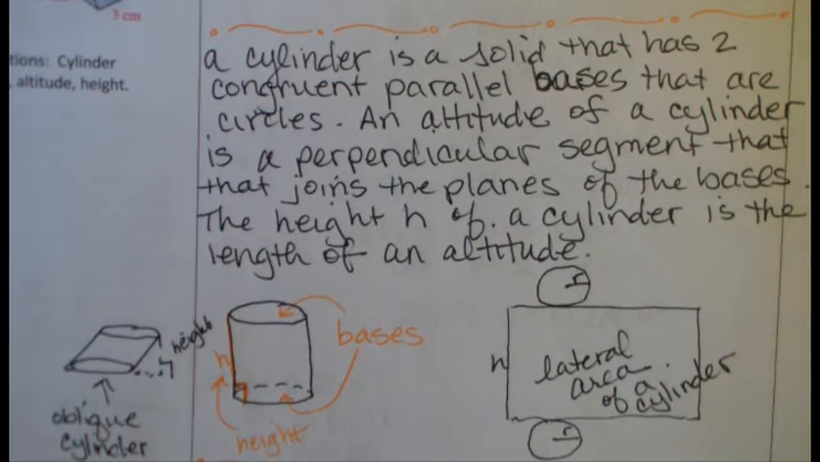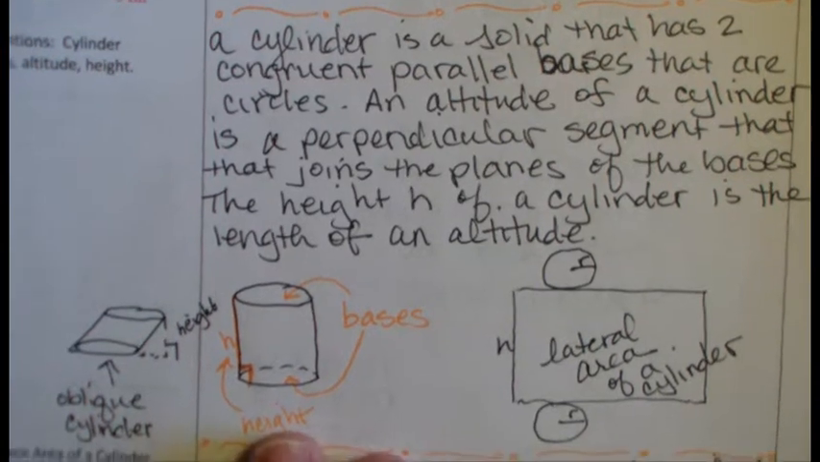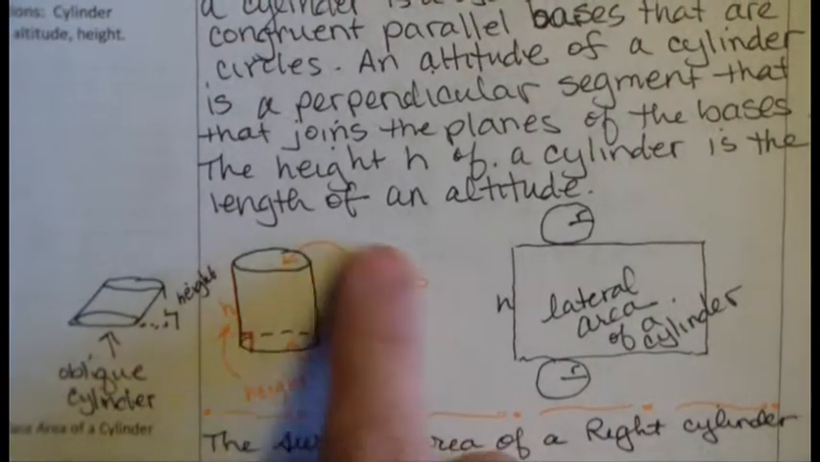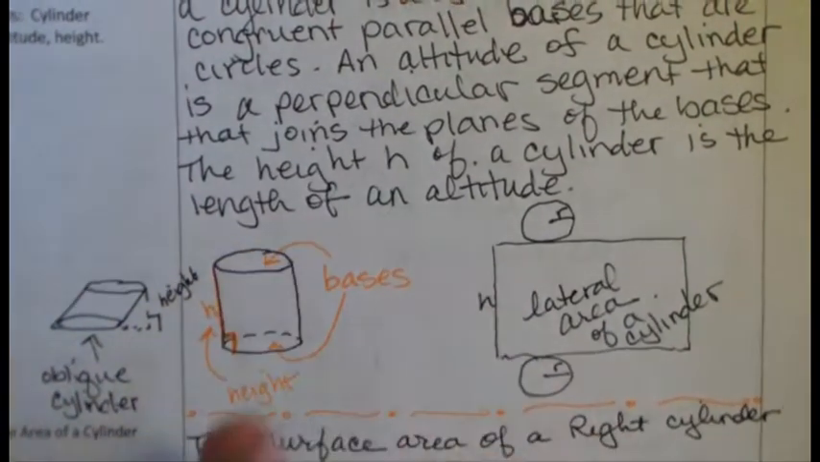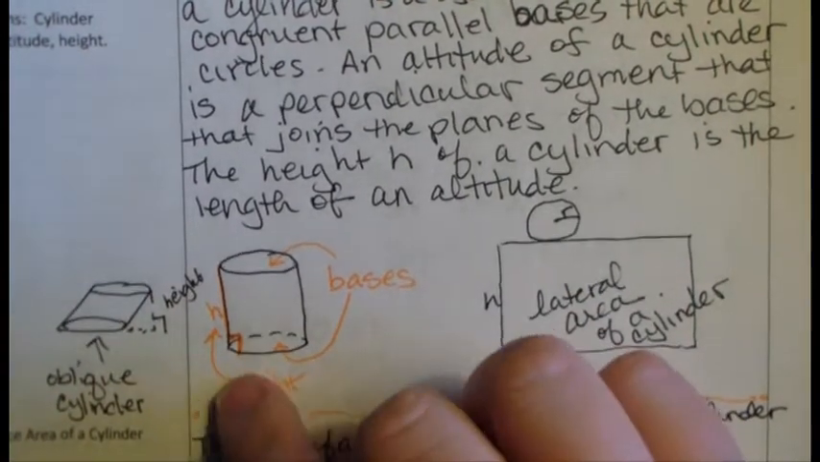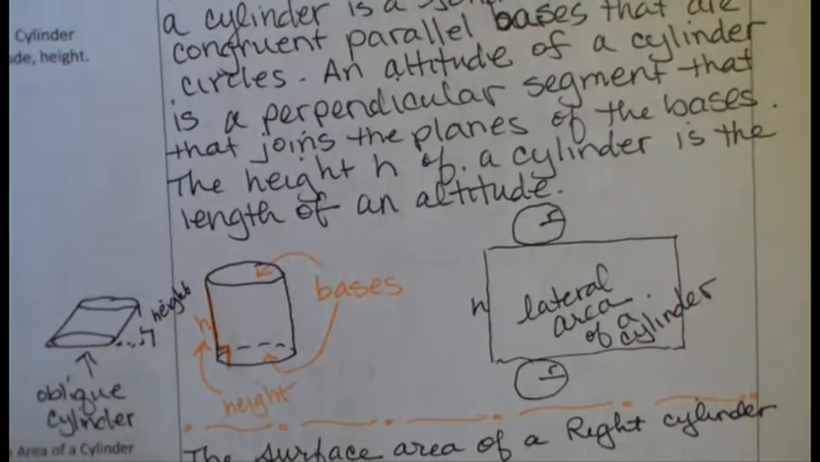The altitude of the cylinder is a perpendicular segment that joins the planes of the bases. The height of a cylinder is the length of an altitude. So if we look here at the picture I drew, we've got circle bases. They're labeled bases. This here, our perpendicular height, well, that's our altitude, and the height is the length of the altitude.